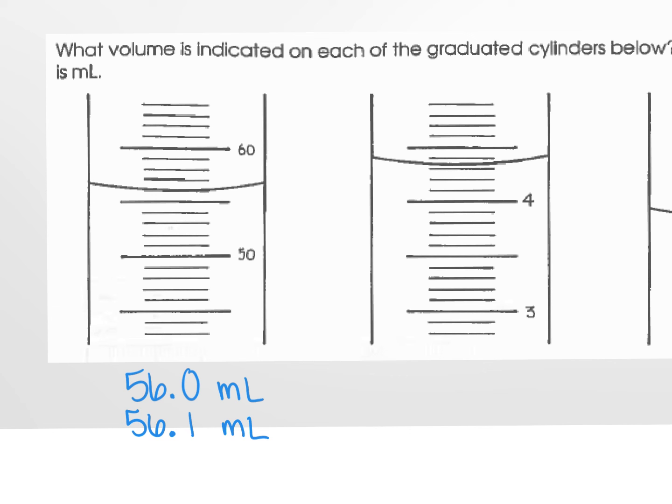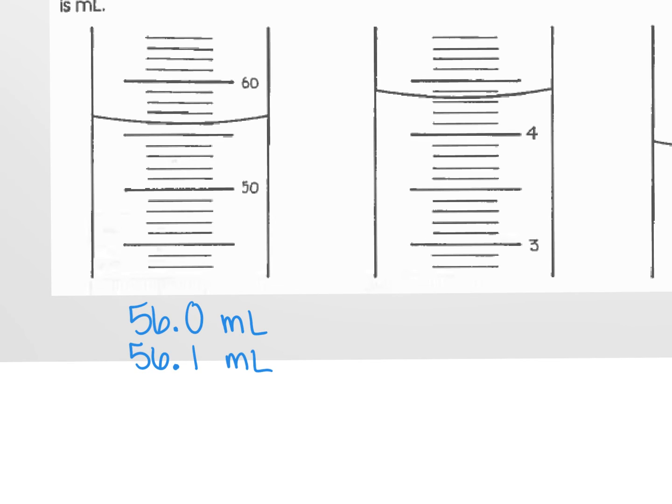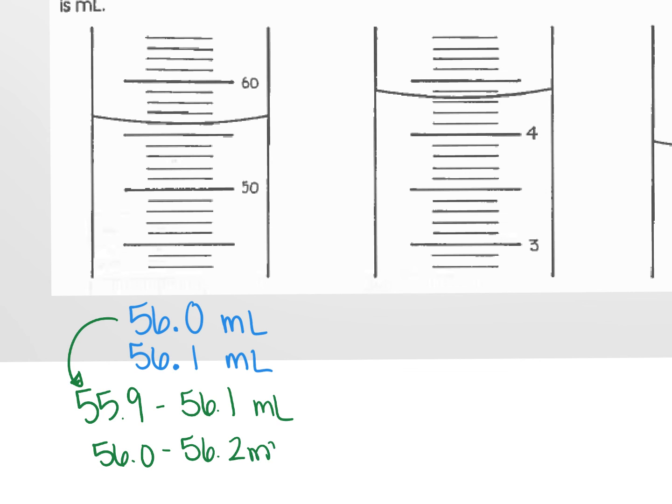Let me show you why. As long as our ranges overlap, then you're okay. If we write 56.0, you're implying some uncertainty, which means you think it's 55.9 to 56.1 milliliters. That's what that's actually telling you. If you write 56.1, you think it's 56.0 to 56.2 milliliters. Do these two ranges overlap?